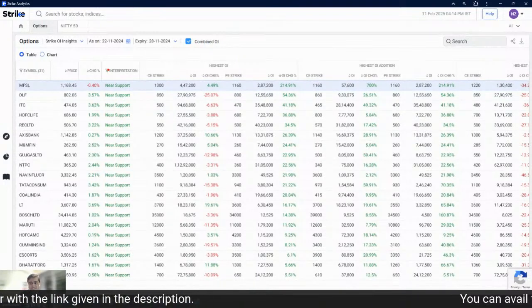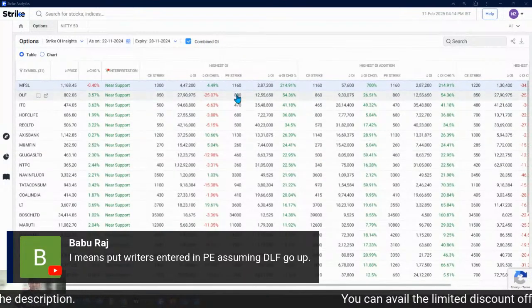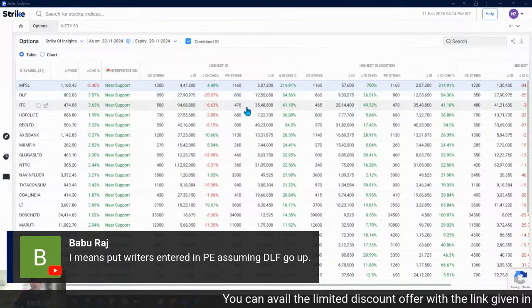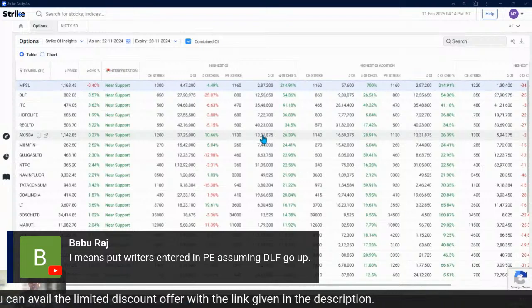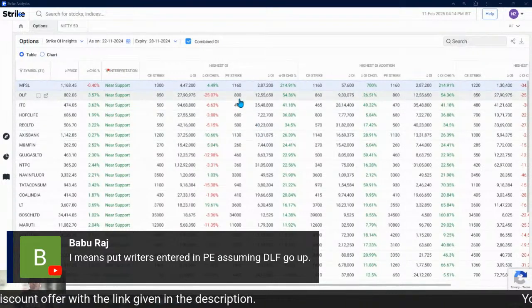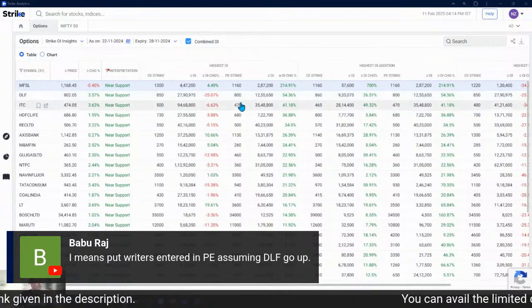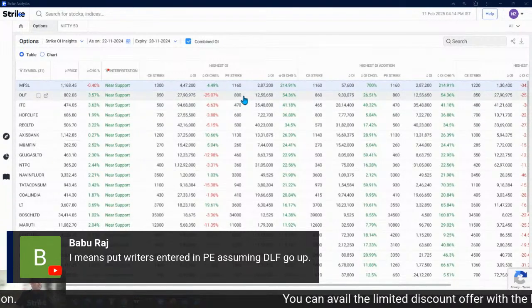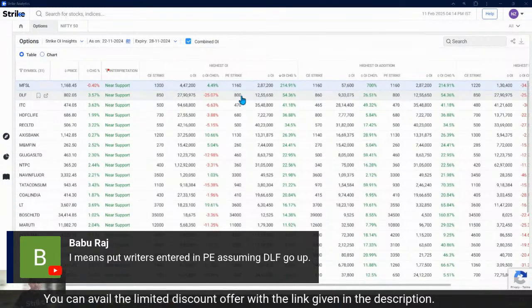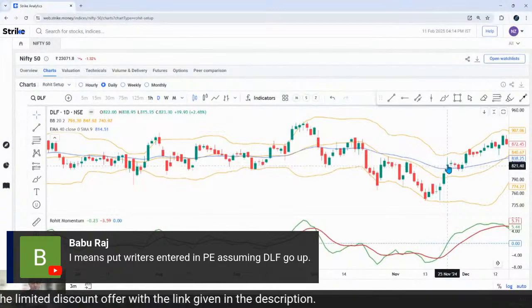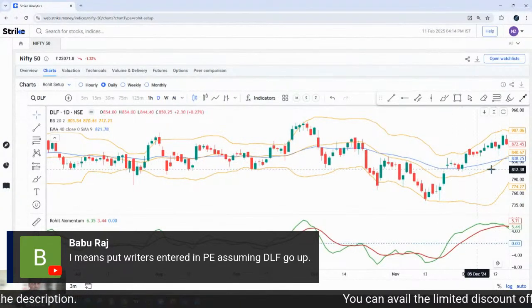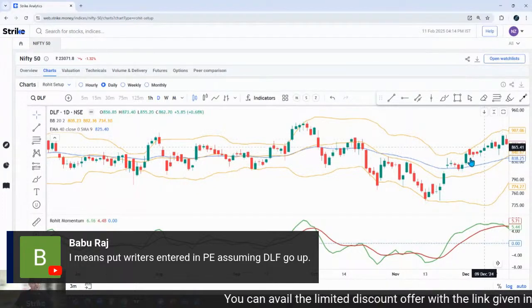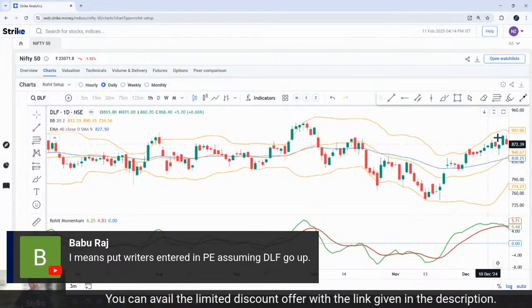Yes, absolutely right, Baburaji. It means that at 800, there are many institutional people who sold 800 puts. If they sold 800 puts, they are bullish, they expect prices not to fall below 800. So in this case, you can also sell an 800 put. If you had sold 800 puts over here, prices did not go below 800, and it bounced back. So all the put option sellers would have benefited from it.